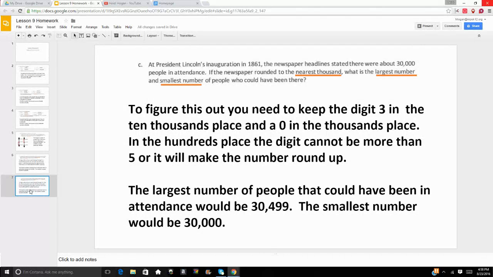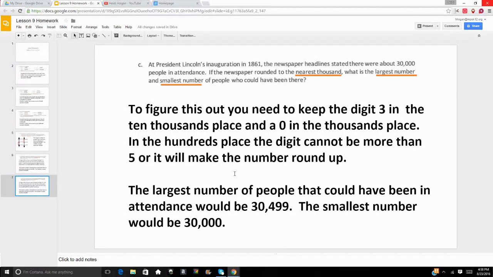So at President Lincoln's, Abraham Lincoln's inauguration, it was in 1861. The newspaper headline stated that there were about 30,000 people in attendance. So not as many, by a long shot. If the newspaper rounded to the nearest 1,000, what is the largest number and the smallest number?